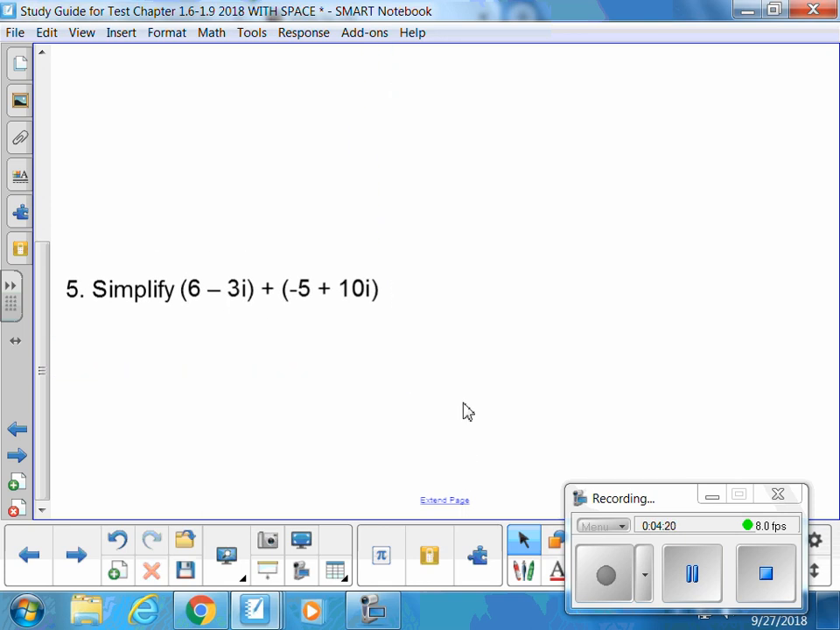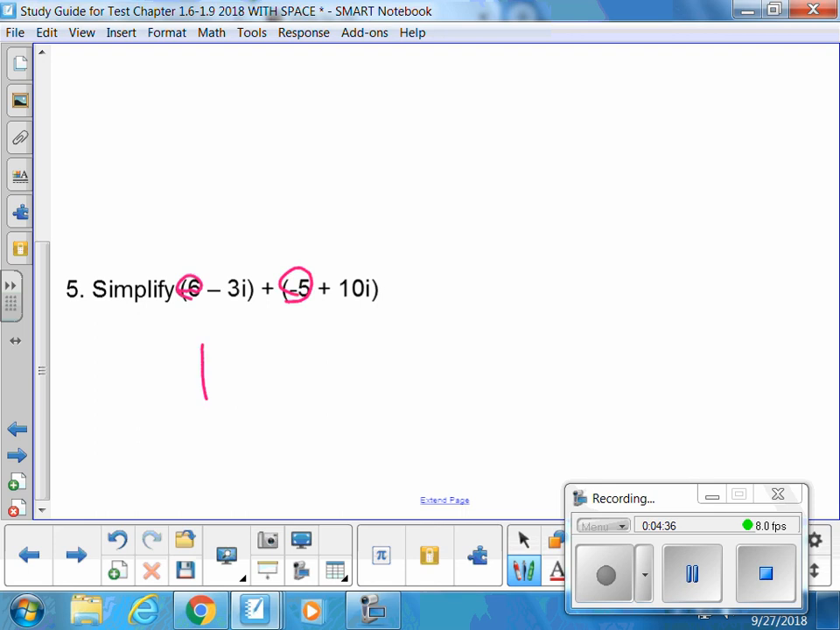Yesterday, I was walking around looking at a bunch of different groups working, and people were foiling this. Is this a foiling problem? It is not, because it's a plus problem. See that little plus right there? So it's just a plus problem. So we just add our like terms. So add your 2 pink numbers together.